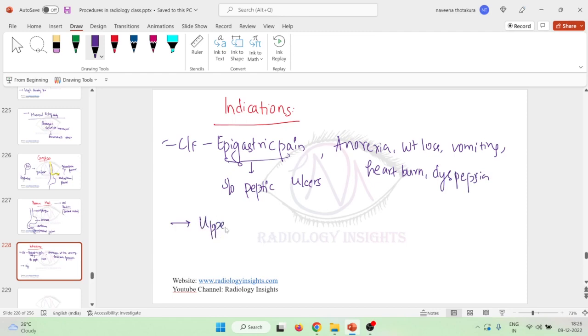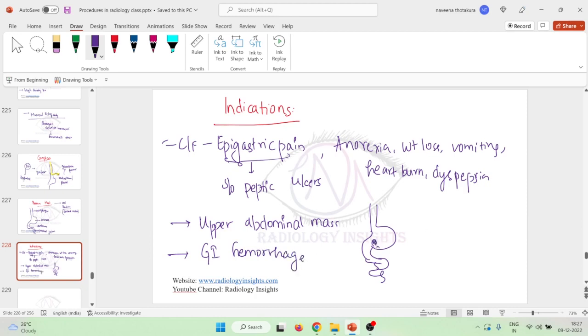If the patient presents with any upper abdominal mass, and you suspect this mass is arising from the esophagus, stomach, or duodenum, then we can do a barium study. Or if the patient has any gastrointestinal hemorrhage, or presents with gastric or duodenal obstructions, any type of obstruction can be easily diagnosed with barium meal.